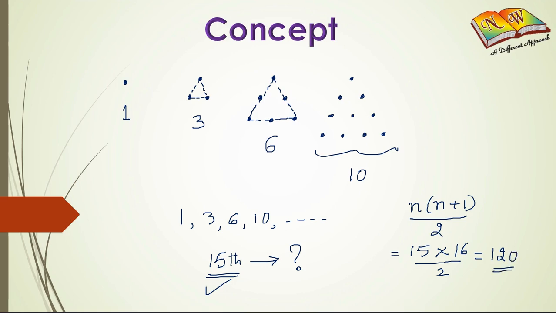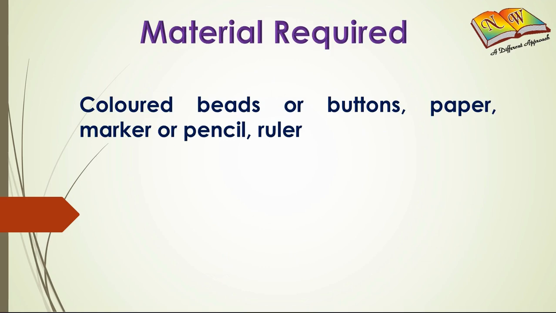So in this activity we'll be performing the experimental verification of triangular numbers using some colored beads or buttons, or you may use pebbles or marbles, whatever is available readily. We have to use some paper sheets and obviously the marker, the pencil and the ruler, the general things which are available in the geometry box. So let's see how this activity is to be performed.